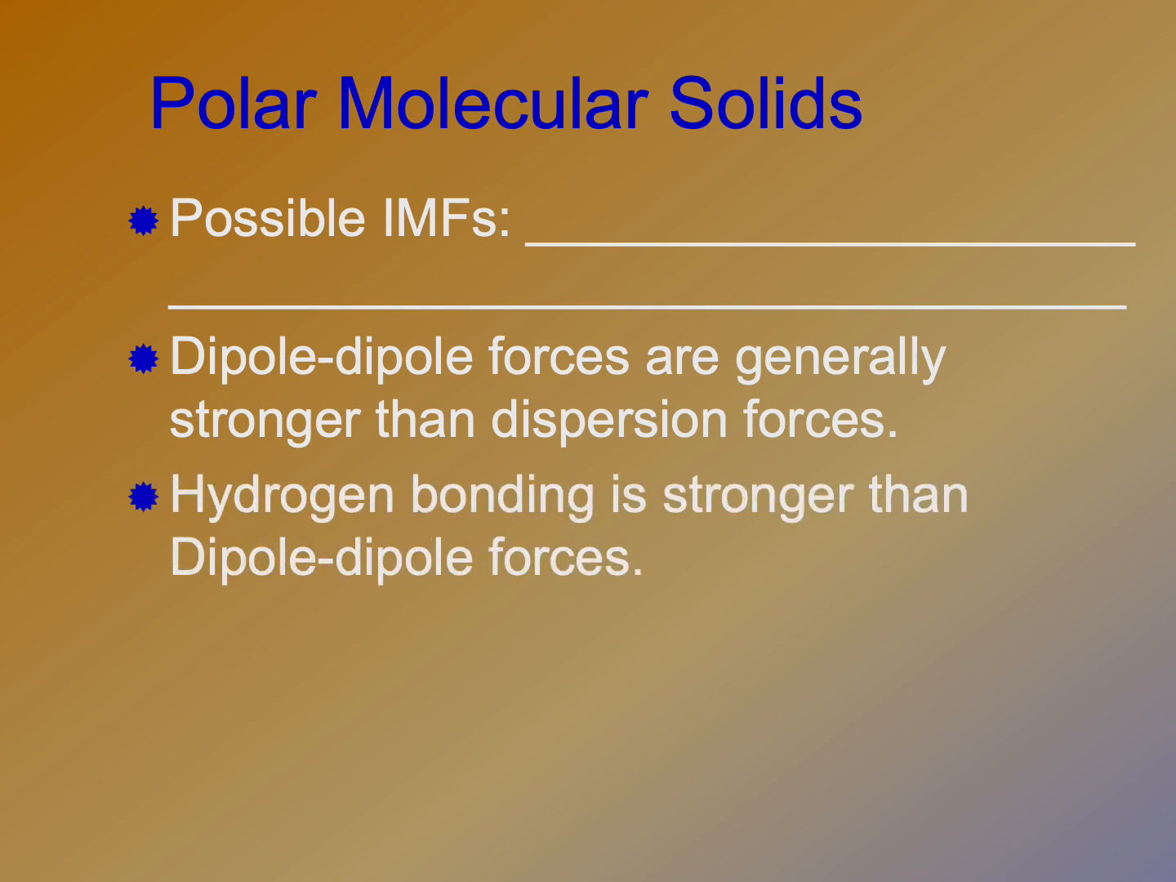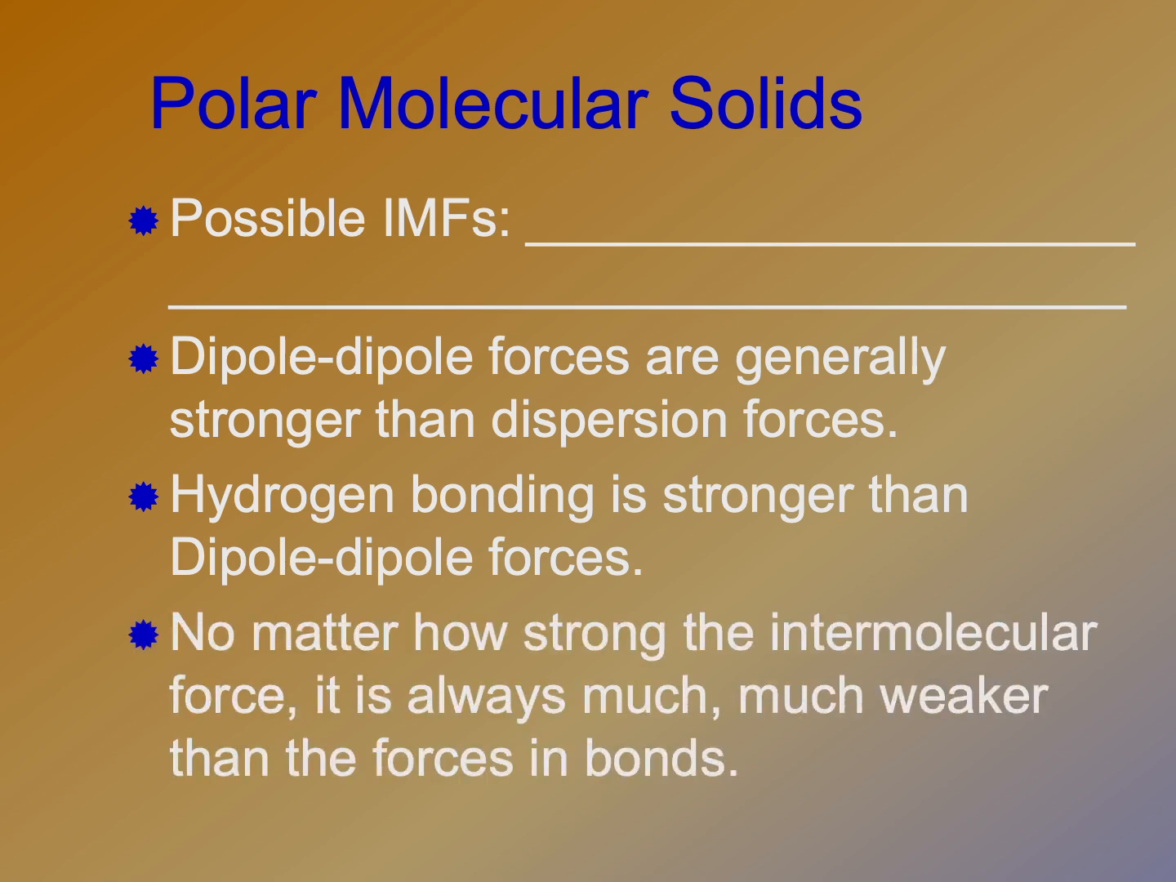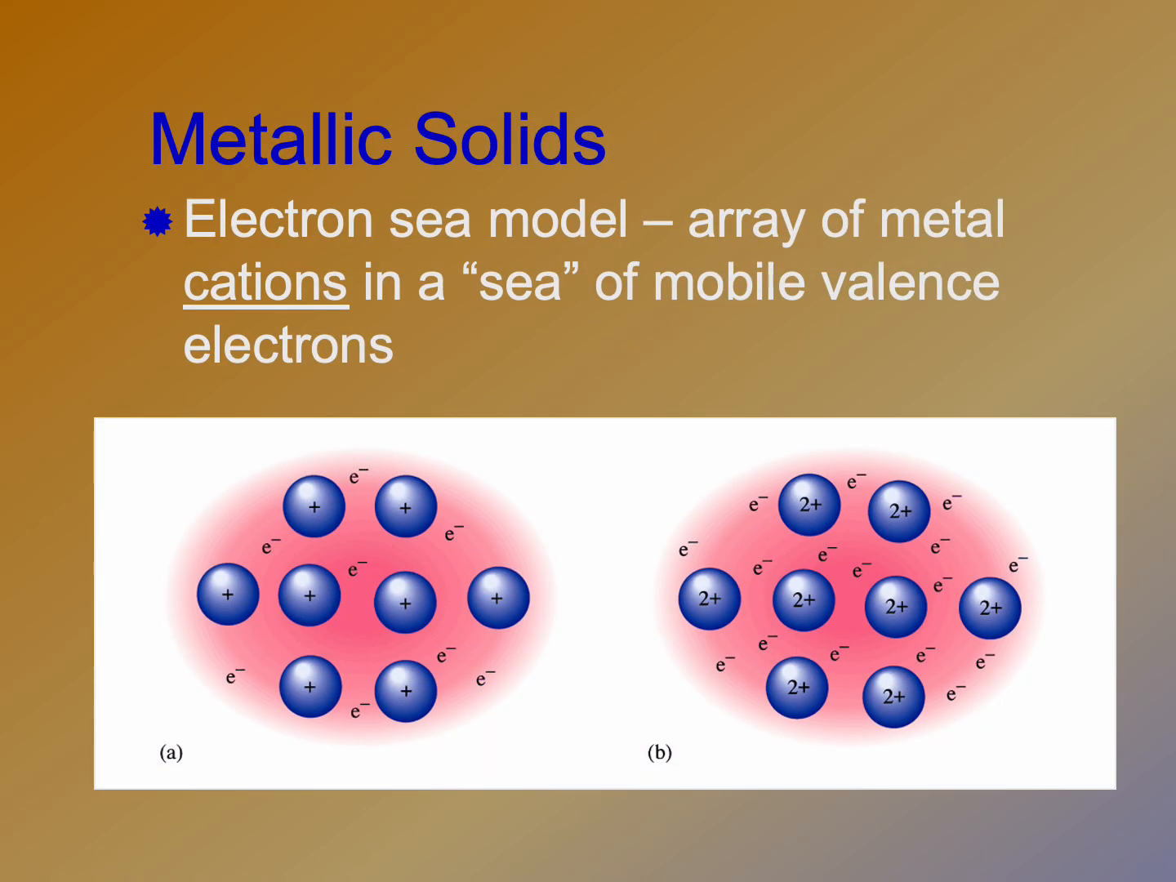Typically, hydrogen bonding is going to be stronger than dipole forces as well. And generally, no matter how strong those intermolecular interparticle forces, it is always much, much weaker than the actual forces in bonds. So remember, we said ionic bonds, covalent bonds, and metallic bonds are still going to be stronger than these interparticle attractions. Let's look at metallic solids.